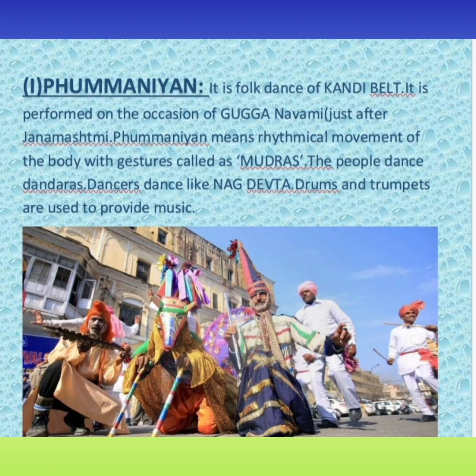Let's move on to the next dance, Fumania. It is folk dance of Kandi belt. It is performed on the occasion of Guga Navami, just after the Janmashtami. Fumania means rhythmical movement of body with gestures called mudras. The people dance, dancers dance like Nag Devta, drums and trumpets are used to provide music.